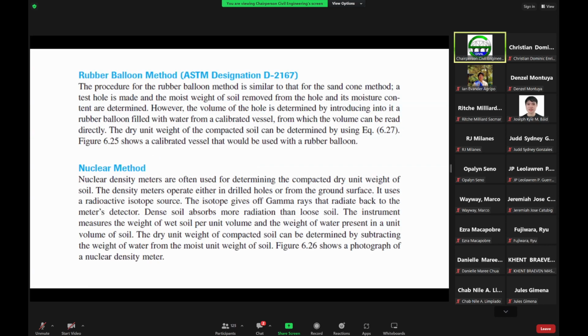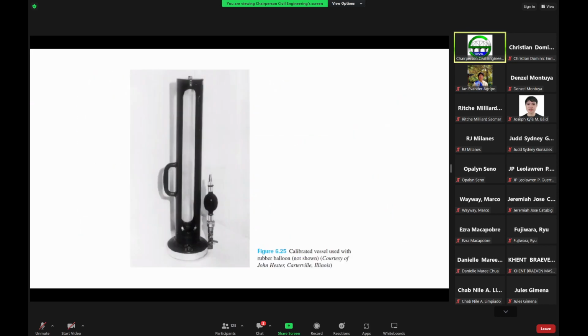But only that we use a rubber balloon filled with water, wherein that is being taken from a calibrated vessel. I think for the calibrated vessel, this is an example or a figure of that, for the rubber balloon method.